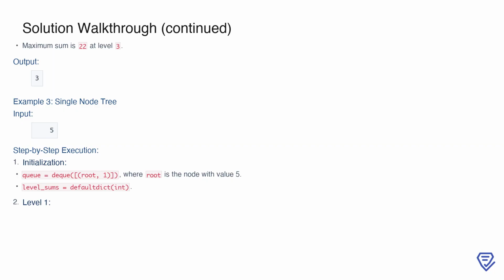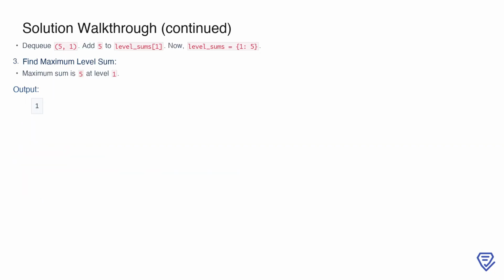This example demonstrates how the algorithm efficiently calculates the sum for each level, even in a balanced binary tree. Finally, consider a simple example with a single node tree. Here, the tree consists of only one node with a value of 5, which is also the root. We initialize the queue with this root node and its level, and level_sums as an empty dictionary.